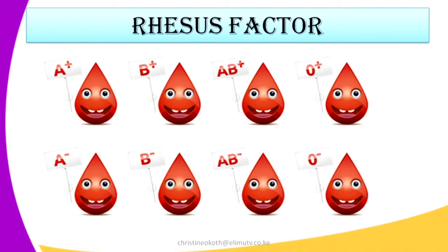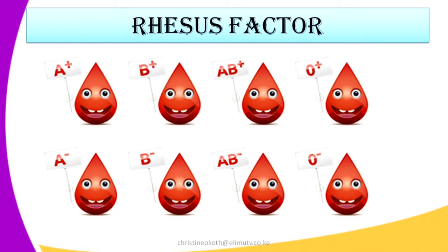So these are examples of the rhesus factors that we have. If we go by blood group A, if you have the factor, it means that you are A positive. If you don't have the rhesus factors, you are A negative. Secondly, blood group B. If you have the rhesus factors present in the red blood cell, it means you are B positive. If you don't have, it is B negative.